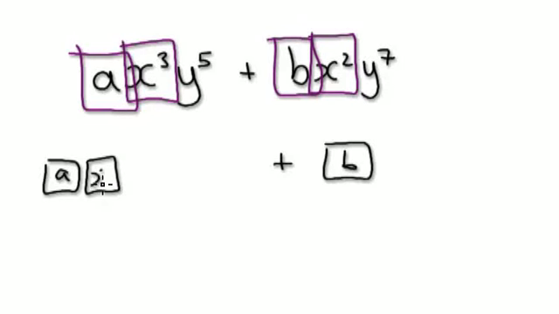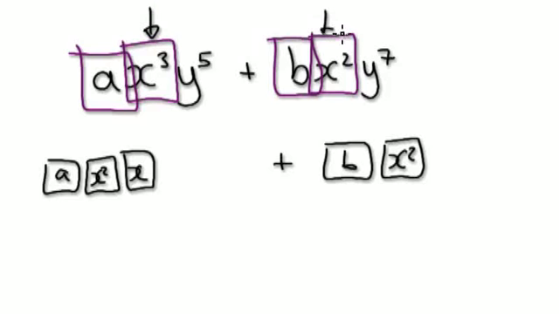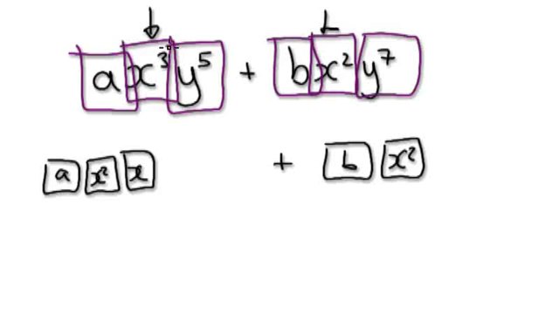So I'm going to visualize this as x squared. I'm going to break up the x to the power 3 as x squared times x. On this side, it's going to be x squared because that's the highest common factor, just looking at the x. Now let's look at the y. Just looking at the y, y to the power 5, y to the power 7.